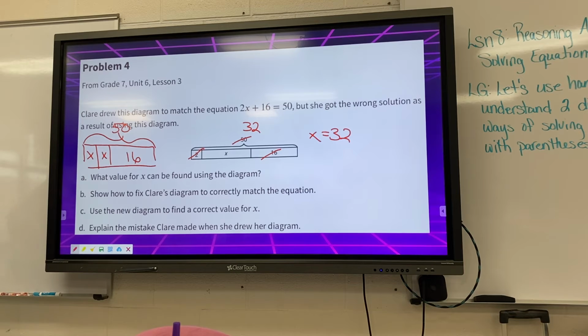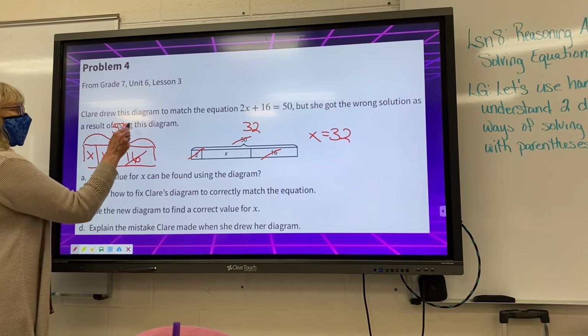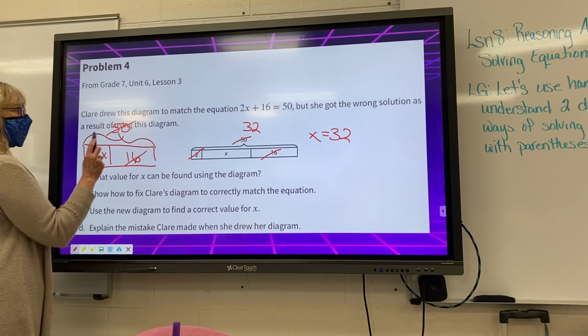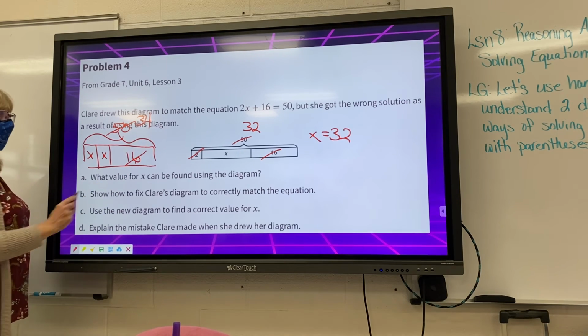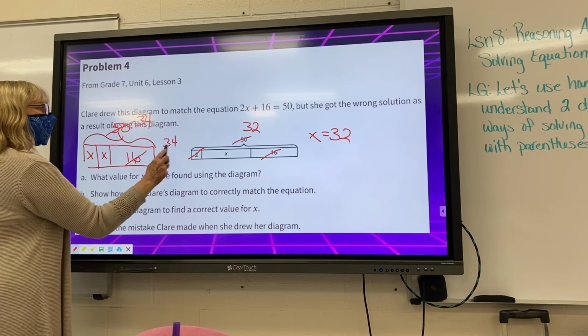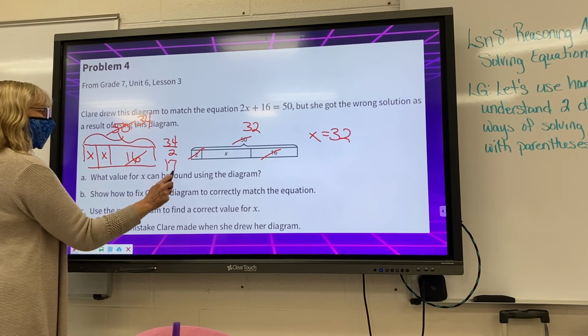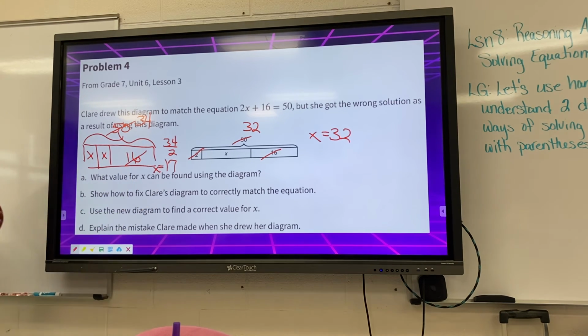So what are we going to do first? Take away the 16. Take away 16, okay. So 16 goes away there, 16 goes away there, that gives us 34. And divided by 2. Then 34 divided by 2 is going to give us 17. Now our teacher's happy, she got x equals 17.